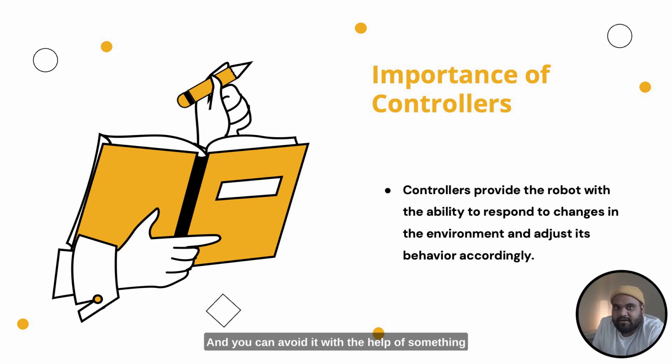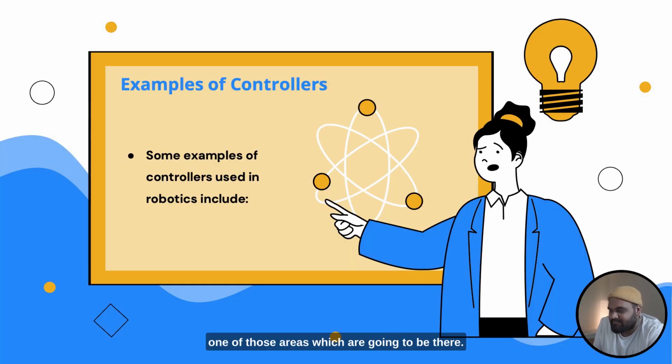You can avoid it with the help of a controller that can help you predict, maintain, and also take actions accordingly. If no actions are taken accordingly, then the chances of system failure are really high. When we say system failure, for a small robot it might be a small failure, but with huge robots it can be a very big challenge. You always want to avoid it with the help of better controllers, and this is going to be one of those important areas.